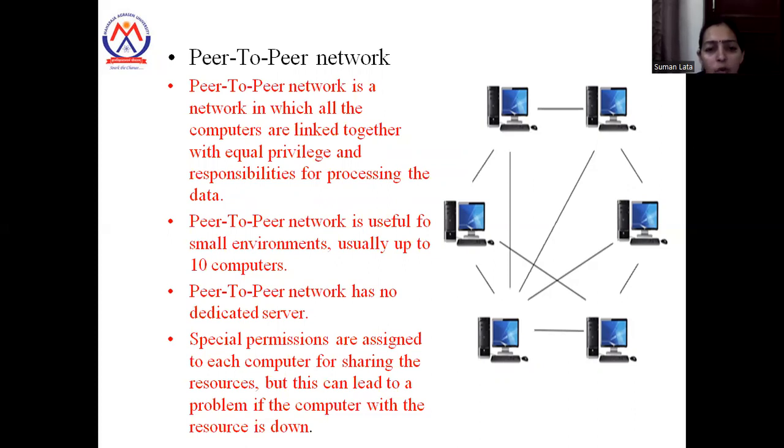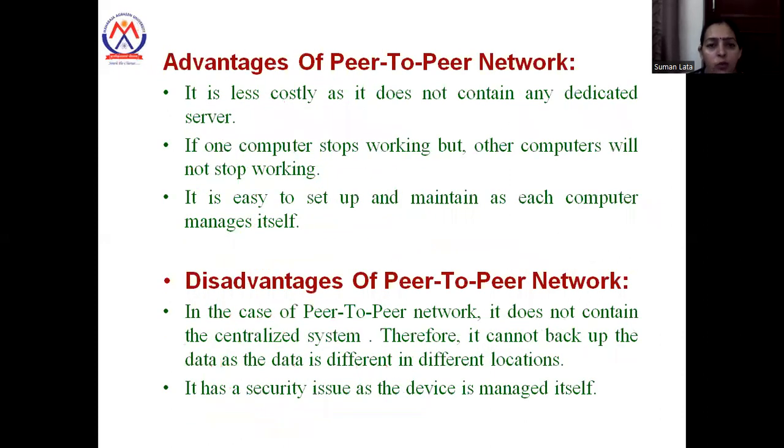Peer-to-peer network has no dedicated server. Special permissions are assigned to each computer for sharing the resources, but this can lead to a problem if the computer with the resources goes down. And the advantages of peer-to-peer network: it is less costly as it does not contain any dedicated server, because the server is a more costly system setup. So in peer-to-peer network, every system is a client and there is no powerful server. So peer-to-peer network is less costly.